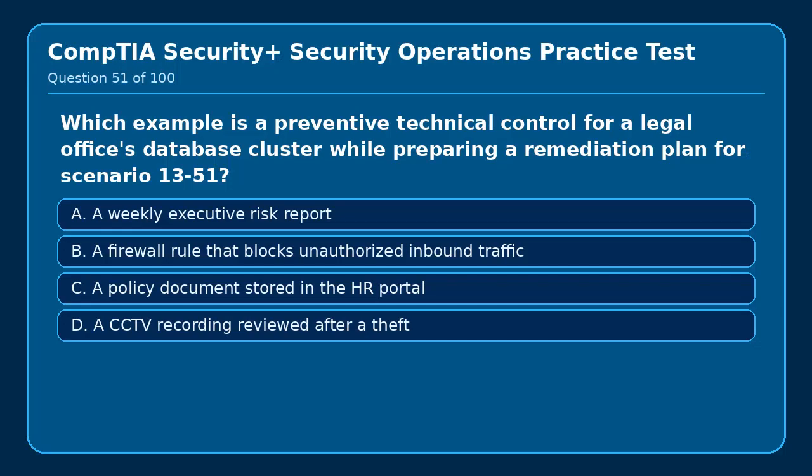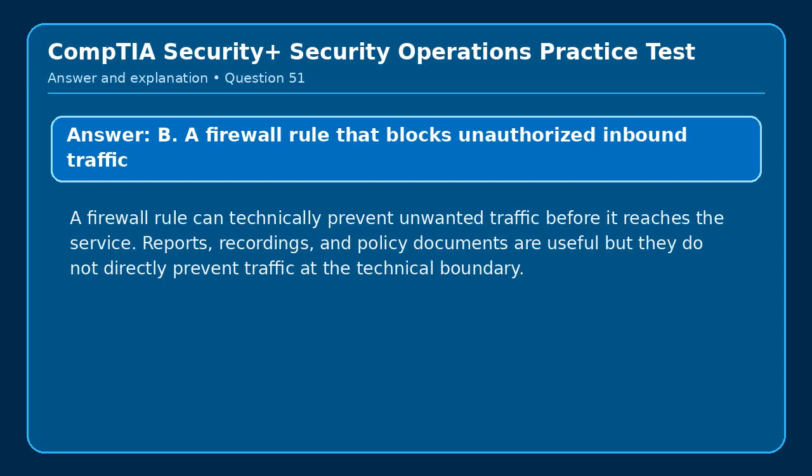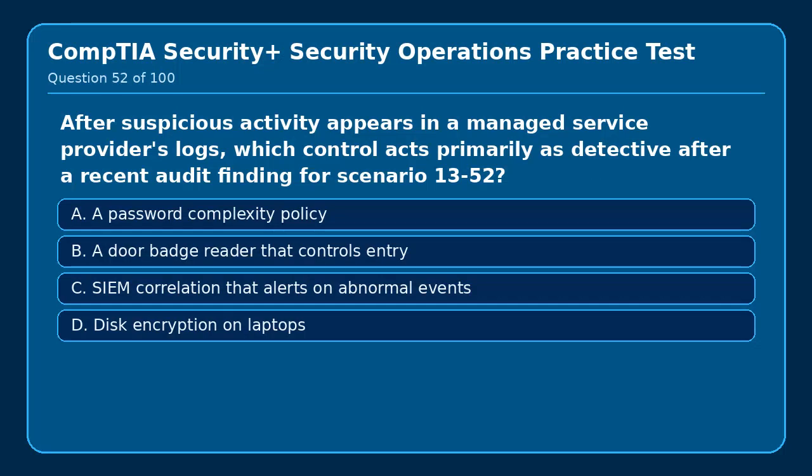Question 53. If a retail chain cannot immediately replace a legacy system, which approach is a compensating control during a pilot deployment for scenario 13 to 53? A. Disable backups to reduce system load. B. Place the system on an isolated VLAN with strict firewall rules. C. Give all users local administrator rights. D. Ignore the weakness until the next budget cycle.